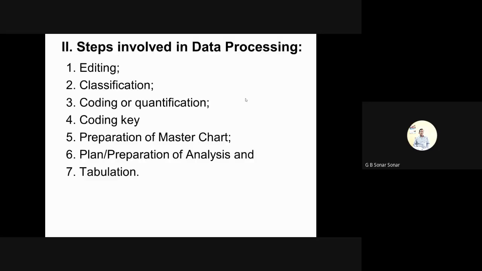So these are the 7 important steps involved in data processing. Data processing is not one particular activity. Data processing involves these 7 types of sub-activities, sub-steps, which need to be followed one after the other to maintain the quality in the data we have collected from the respondents. Now let us understand these steps of data processing one by one in detail.